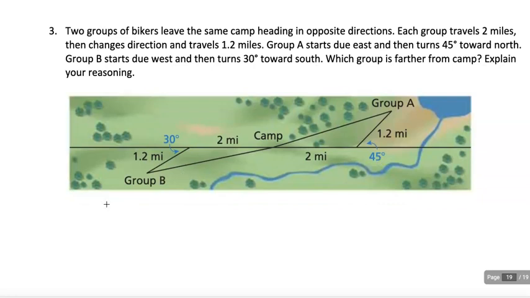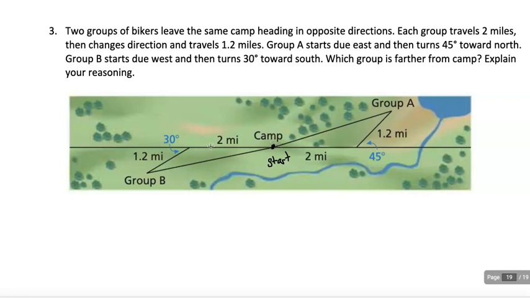Definitely pause this one and see if you can figure it out on your own. This one could be a little tricky, but let's see how we got here. Two Cooper bikers leave the same camp. This is my starting point, where we start. They leave the same camp in opposite directions. Each group travels 2 miles, then changes direction.